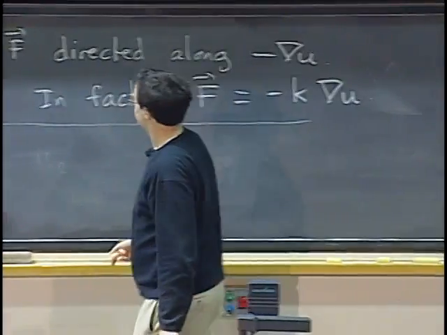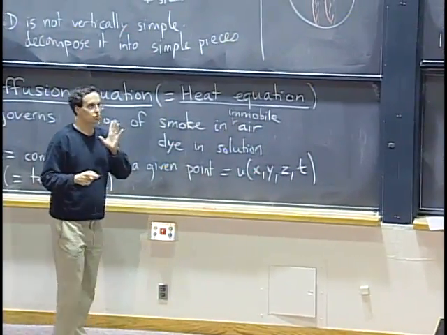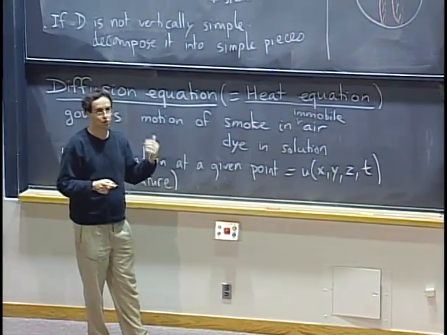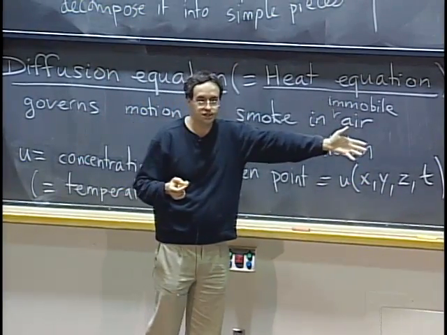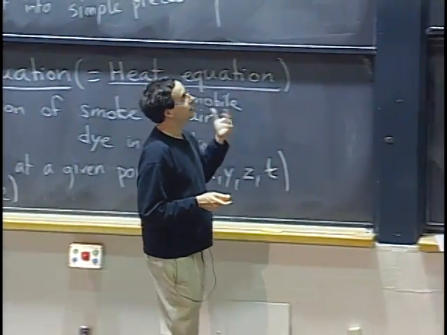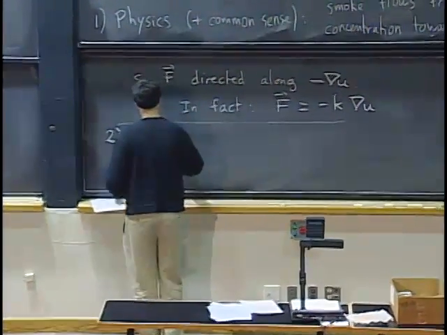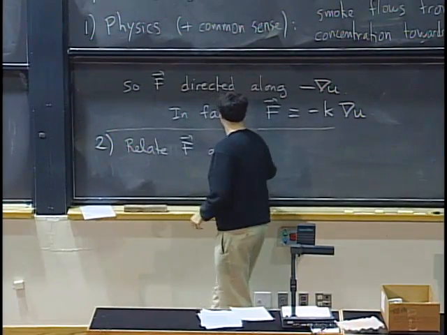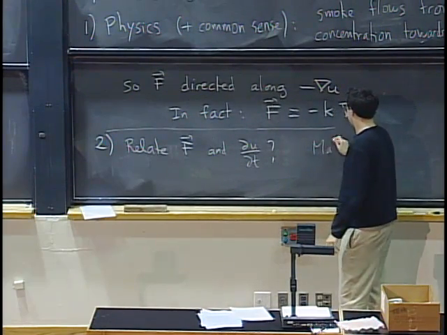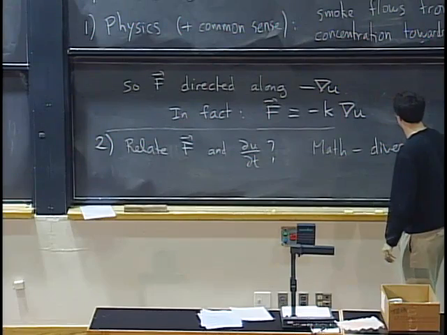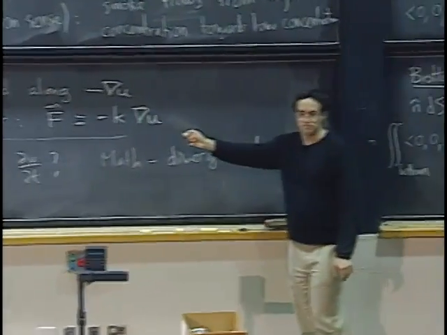Okay, so that's the first part. Now we need to understand the second part, which is once we know how the flow is going, how does that affect the concentration? If smoke is going that way, then it means the concentration here should be decreasing, and there it should be increasing. So that's the relation between f and partial u, partial t. And that part is actually math, namely the divergence theorem. So let's try to understand that part more carefully.